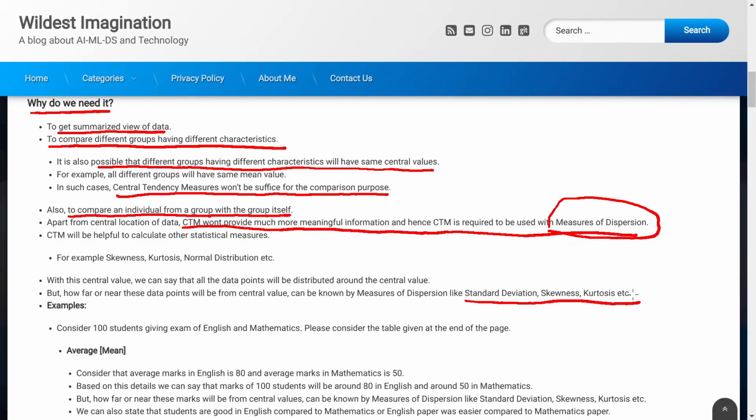As I have mentioned earlier, based on CTM we can calculate different measures like skewness, kurtosis, normal distribution, etc. But one thing we can say is that with this central value, all the data points will be distributed around the central value. But how far or how near these data points will be from that central position can be known with the help of measures of dispersion like standard deviation, skewness, kurtosis, etc.